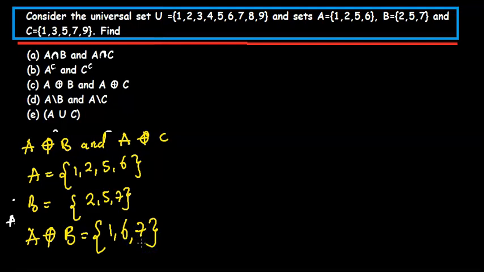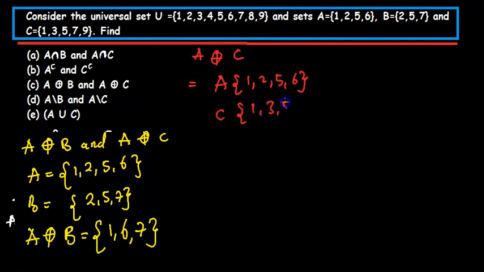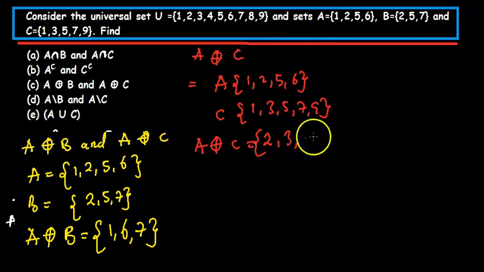What about the symmetric difference of C? Here we said A with the symmetric difference of C, and we said our A is 1, 2, 5, 6. And we are given C. C is 1, 3, 5, 7, 9. The symmetric difference of A and C is simply going to be 2, 3, 6, 7, and 9.